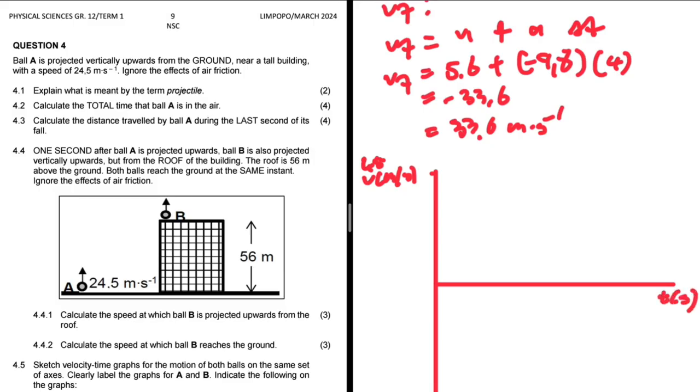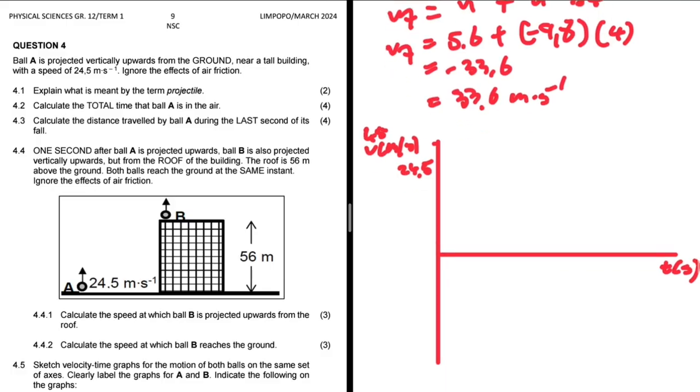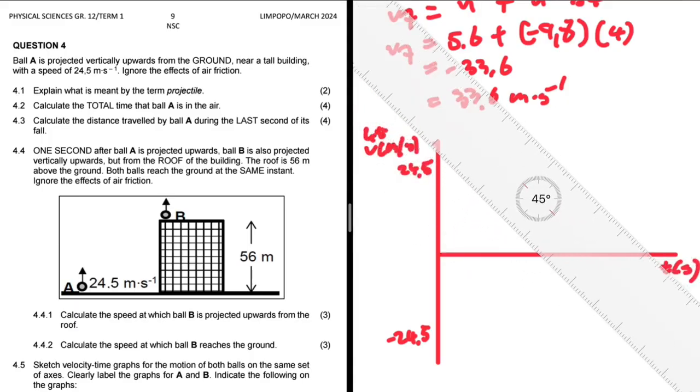Okay, so the initial velocity of ball A is 24.5. So let's say 24.5 is somewhere here. And then it strikes the ground with a velocity of minus 24.5, I'm still taking up as positive here. And then how much time does it take to reach the maximum height? It takes 2.5 seconds. So this is 2.5 seconds. Or let me just draw the graph first, and I'm going to write those values after.